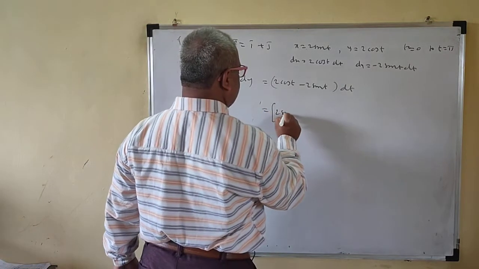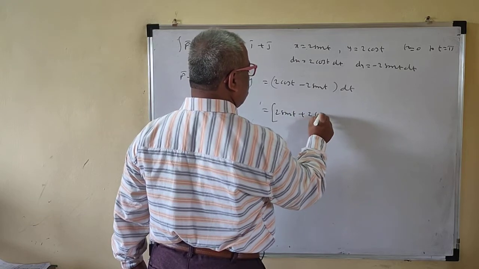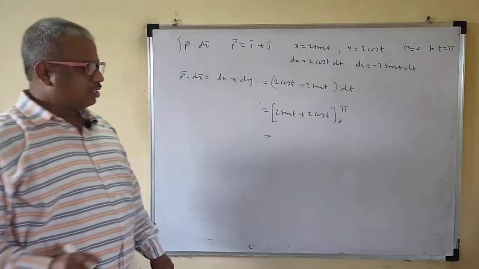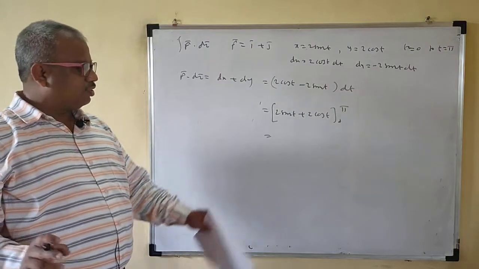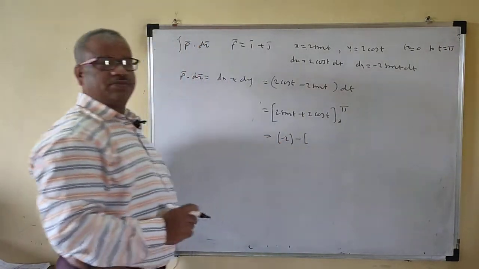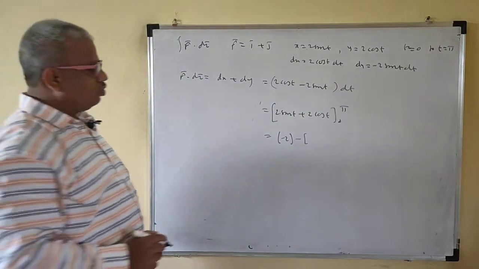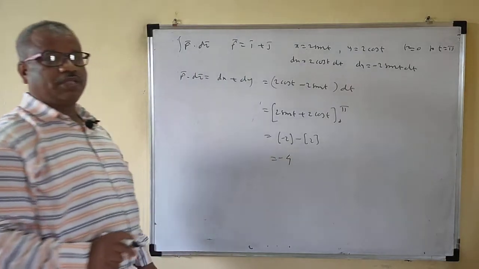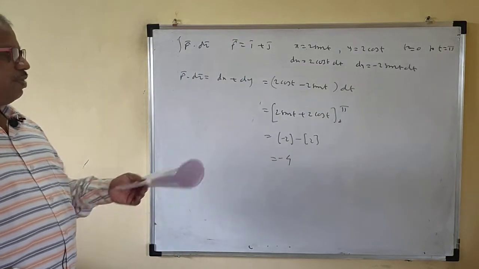So this is 2 sin t plus 2 cos t, from 0 to pi. Okay, sin pi is 0, cos pi is -1, so this is -2, minus your cos 0 is 1, sin 0 is 0, so this is 2 times... so your answer is what? -4 then, -4.